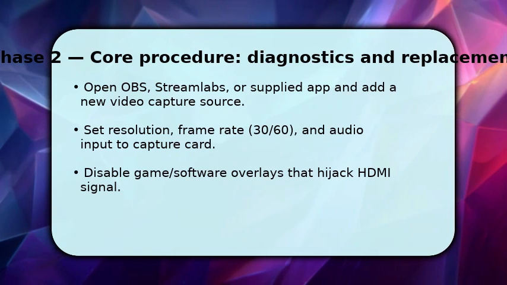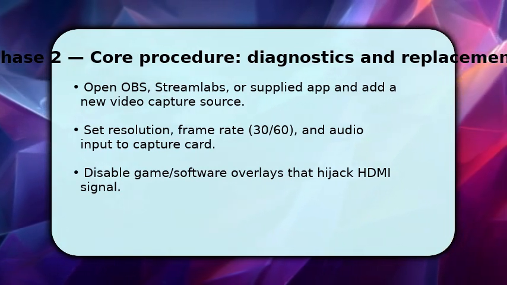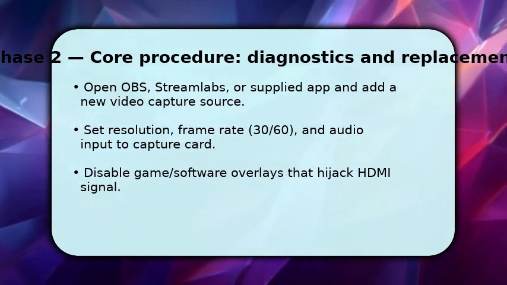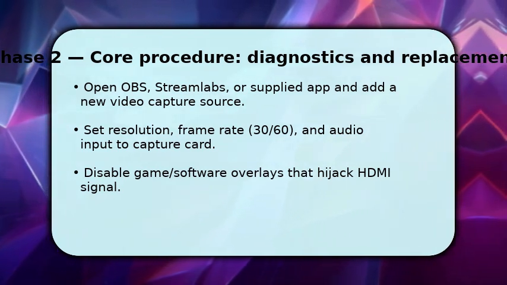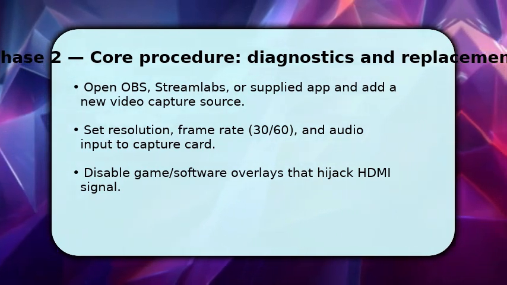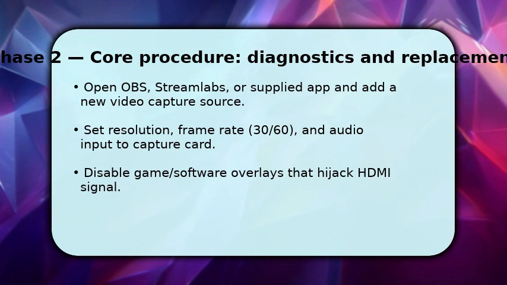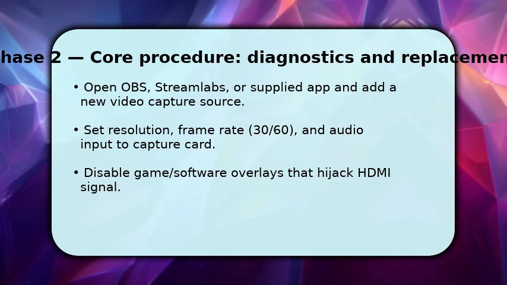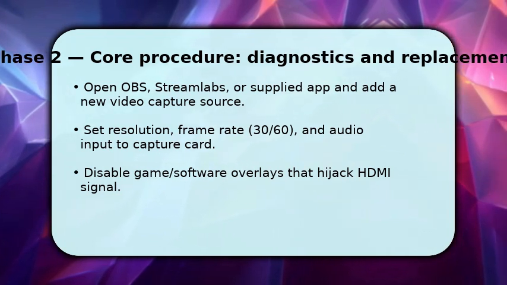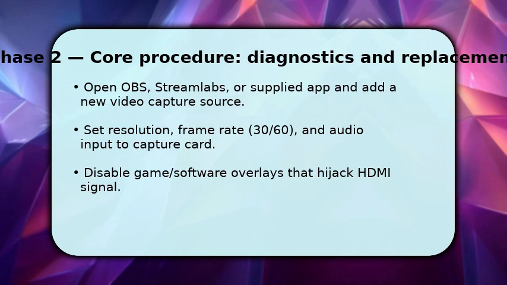You now open your capture software, OBS or the supplied app, and add a new video capture source to receive the card feed. Once added, select the capture card as both the video and audio device, then choose resolution and frame rate, 720p/1080p at 30 or 60 FPS depending on performance.